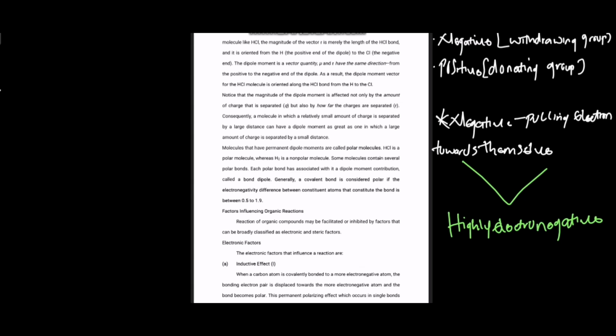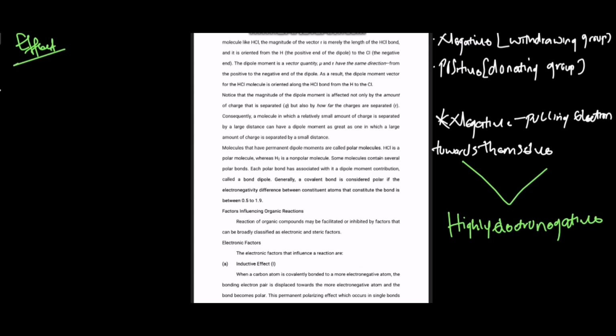Now another important thing I want you to note about the negative inductive effect is, what do they actually cause? That is, what do they actually do in a molecule? Their effects. What do they actually do in a molecule? Let me write it now.